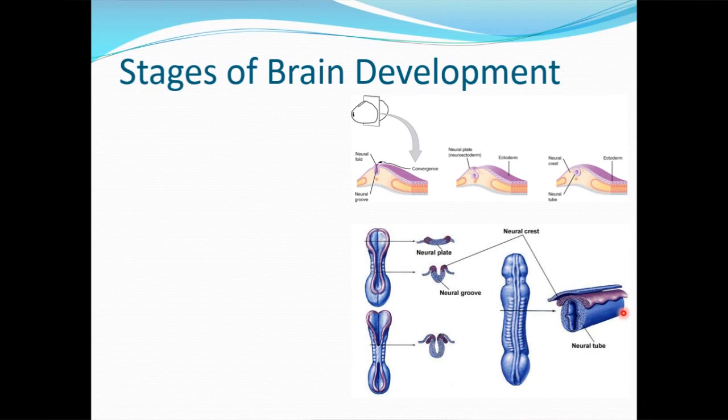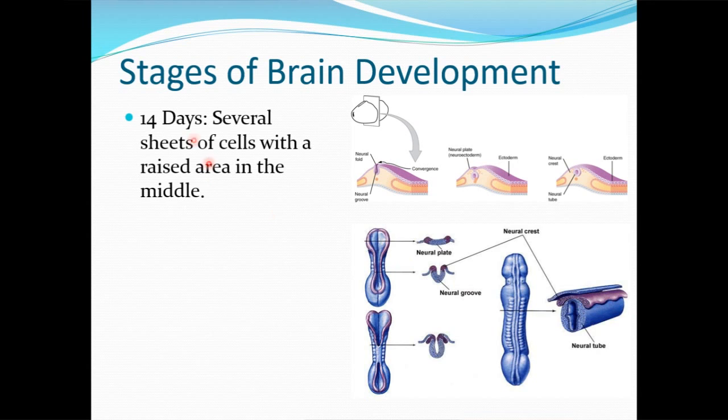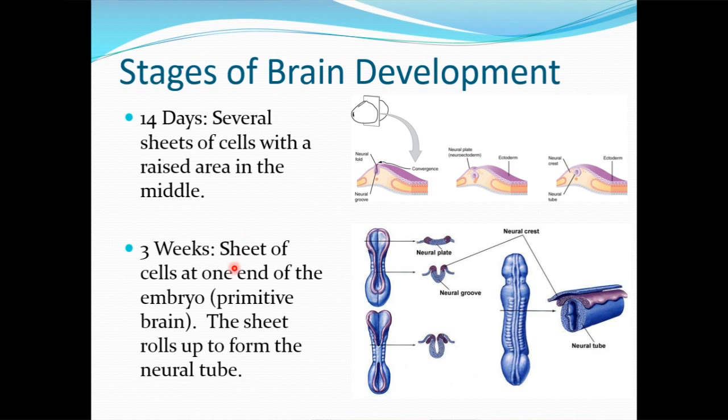So let's look at the stages of brain development. At 14 days after conception, several sheets of cells have a raised area in the middle. Okay. And at 3 weeks, the sheet of cells at one end of the embryo, the primitive brain, rolls up to form the neural tube. So here you see it's rolling up, forms the neural tube. Okay, that's at 3 weeks after conception.